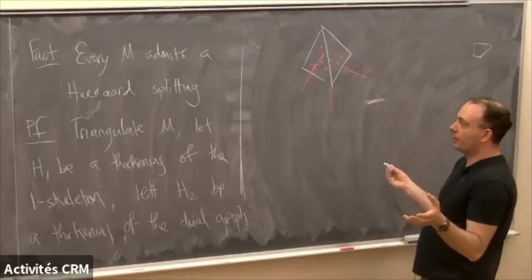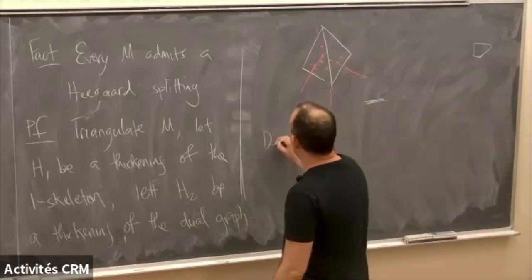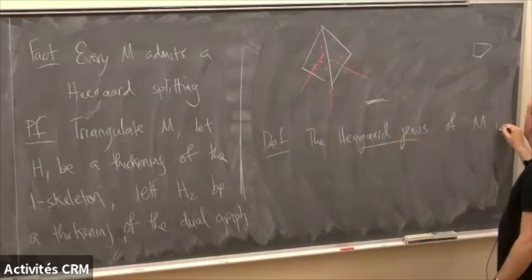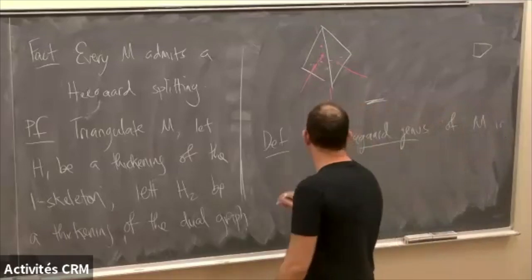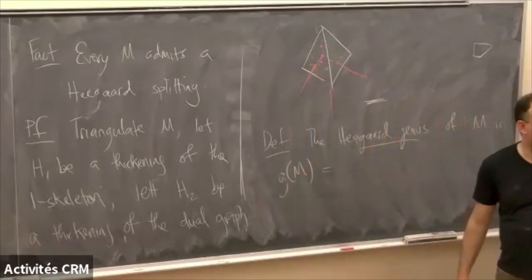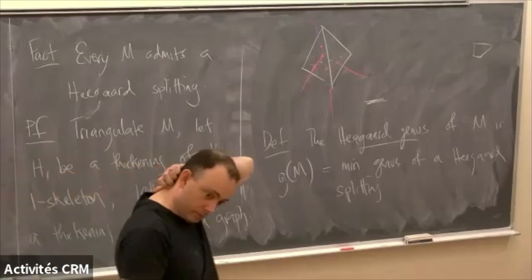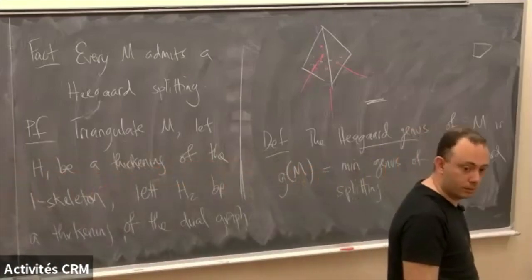And so that allows us to define the Heegaard genus. I'll write G of M, and this is just the minimal genus of a Heegaard splitting. Let's give an estimate on the top to the Heegaard genus.